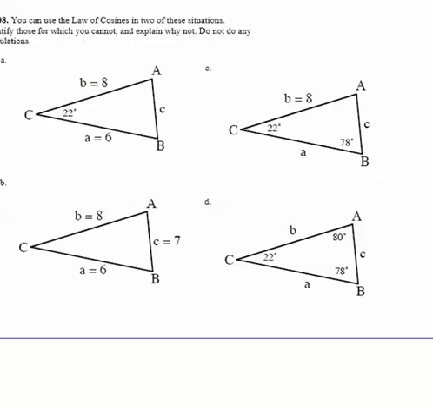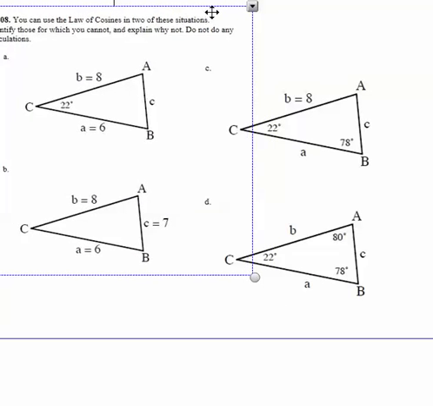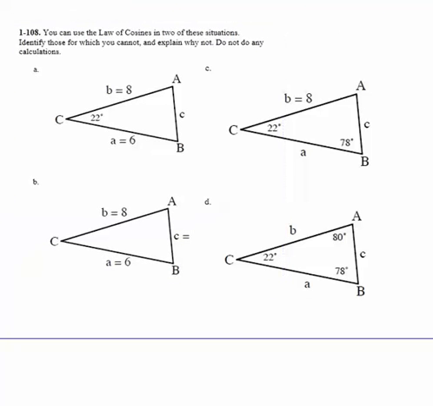All right. And then onto this one, let me adjust this picture a little bit so we can see the instructions. There we go. You can use the law of cosines in two of these situations. Identify those that you cannot and explain why not. Do not do any calculations. So let's take a look at A. What we need to have to be able to use the law of cosines is two sides with an angle in between them. And that's what we've got on A. So I think that one's good. We can use the law of cosines there.